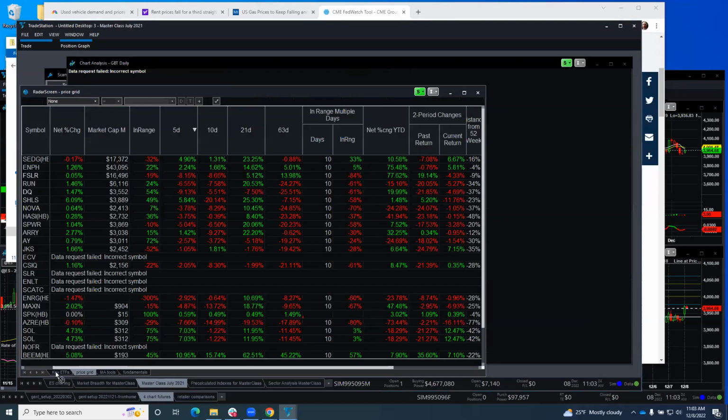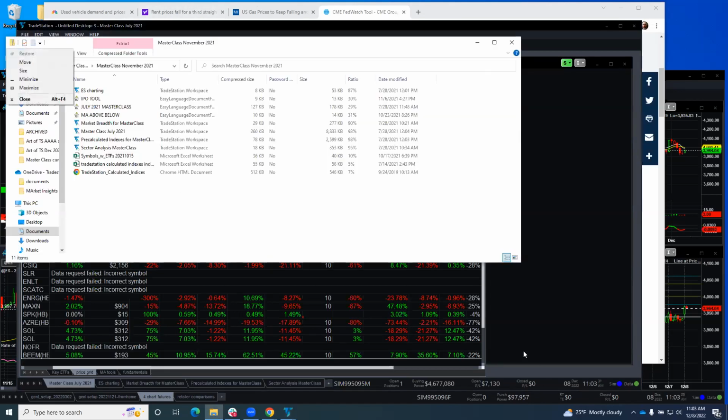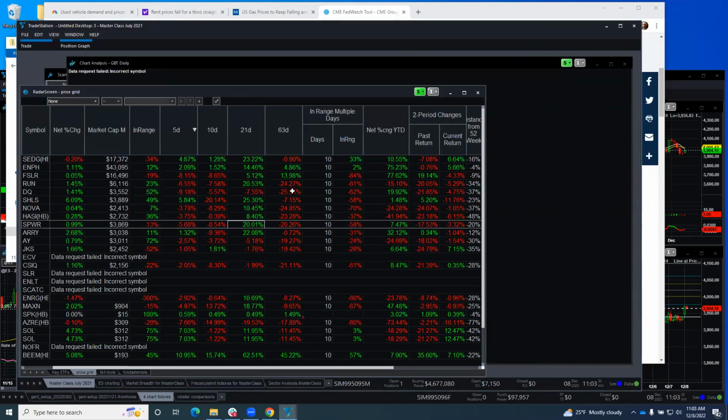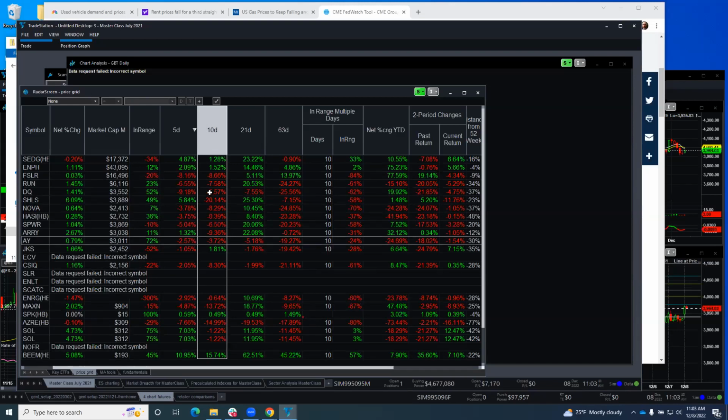So you just want to use the ELD files first, because these have custom studies like in range, multiple days, 21D. These are studies I created using EasyLanguage, and you want to make sure those are imported before you open the workspaces.